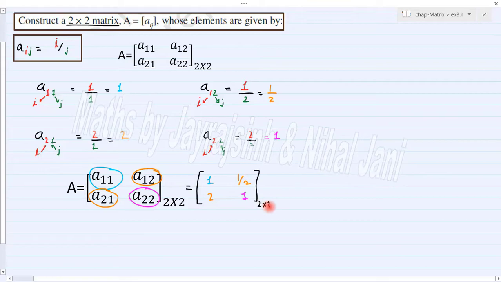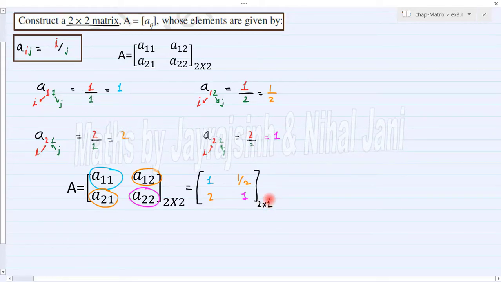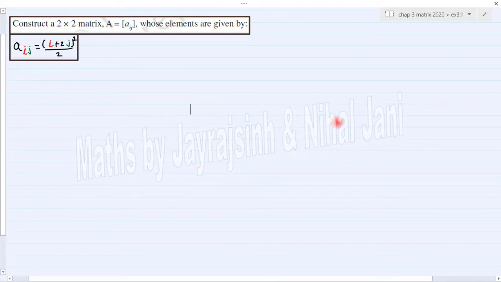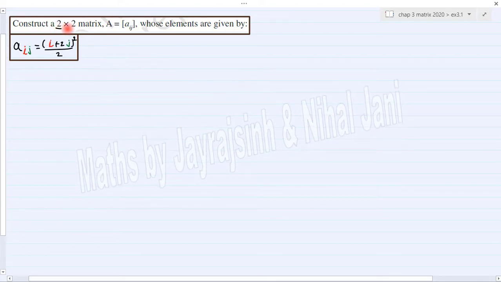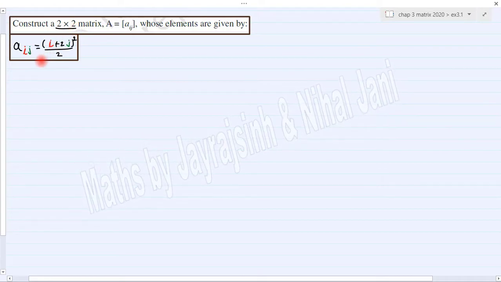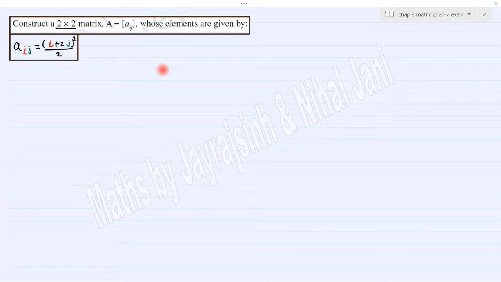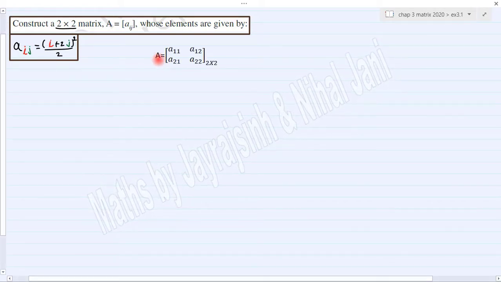So tada! We get our required 2 cross 2 matrix. We have to construct a 2 cross 2 matrix whose elements are given by this rule. So first of all, let's get our 2 cross 2 matrix. Here it is. We have to find 4 elements.